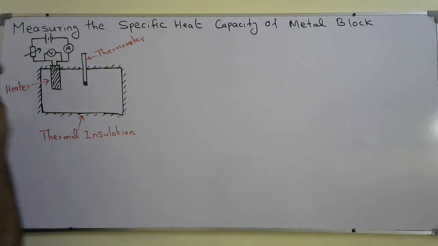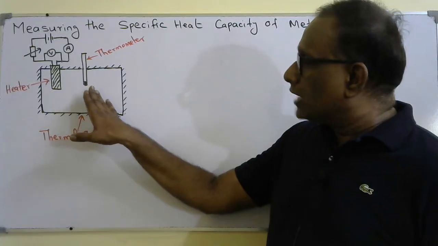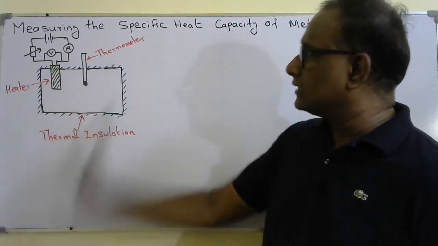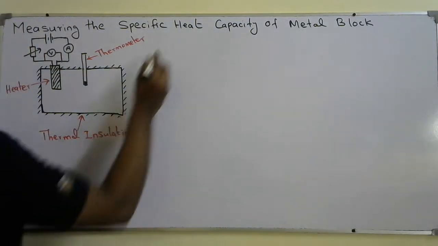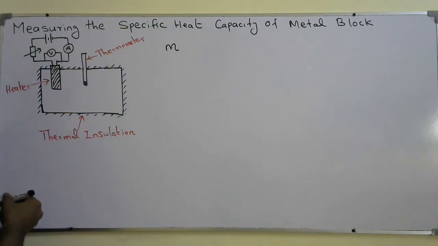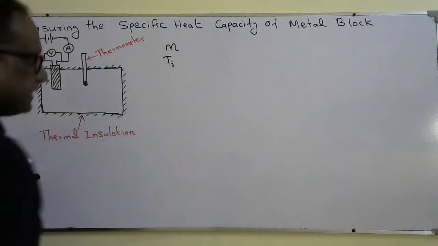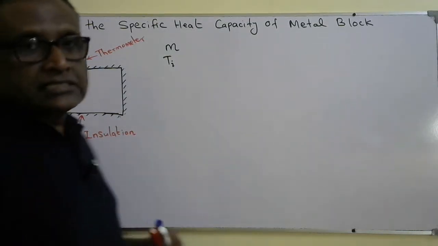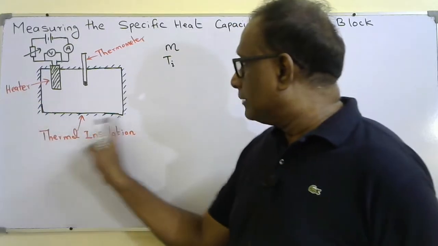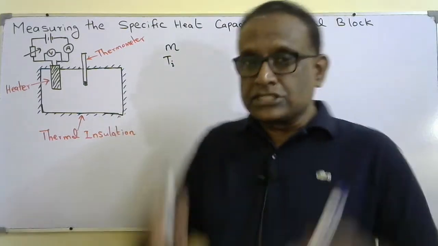Okay, so this is the practical for measuring the specific heat capacity of a metal block. First measure the mass of the metal block without the heater and the thermometer. So measure the initial mass of the metal block, let it be m. Then complete the setup as shown in the diagram. Record the initial temperature of the thermometer, that will be the room temperature. We'll say that is Ti, the initial temperature. Then complete the circuit as shown in the diagram. There should be good thermal insulation. You can cover it with wool or you can keep it in sawdust.